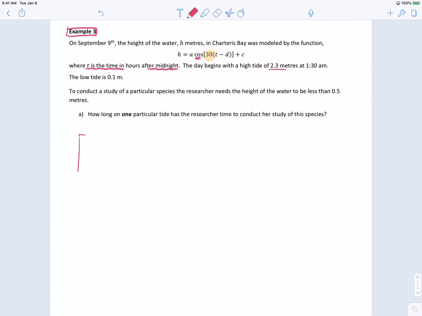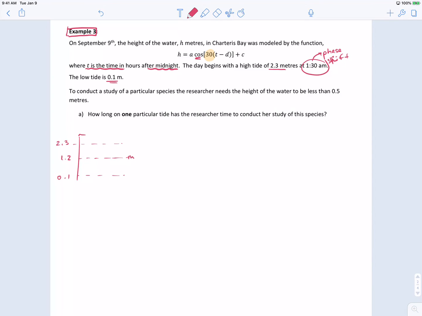So I'm just going to make a little picture here. So at 2.3, that's the maximum. And that happens at 1:30. We'll deal with this in a second. This will be our phase shift when we're starting our function. The low tide is 0.1. Since the low tide is 0.1, the middle of those two values between 0.1 and 2.3 is 1.2.